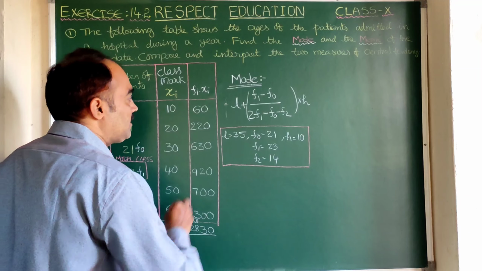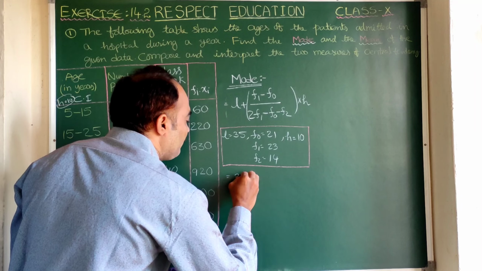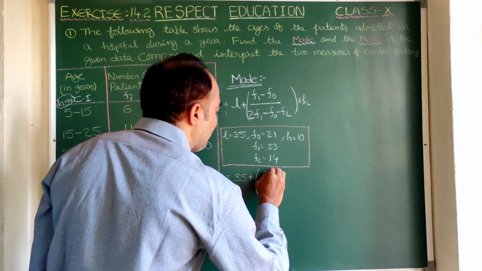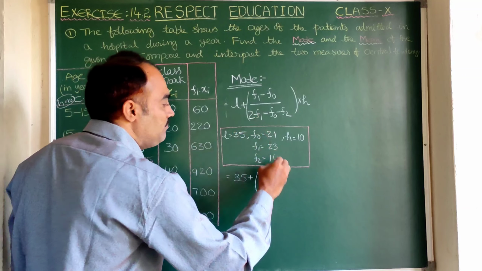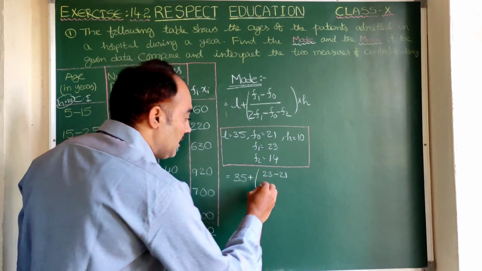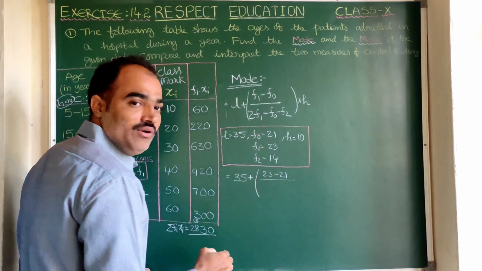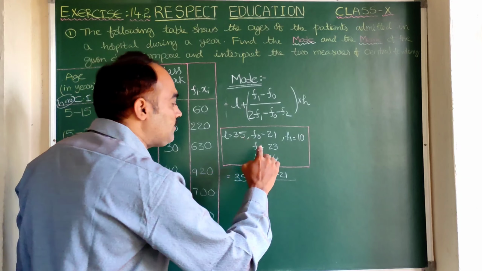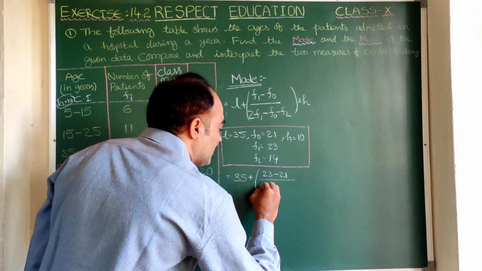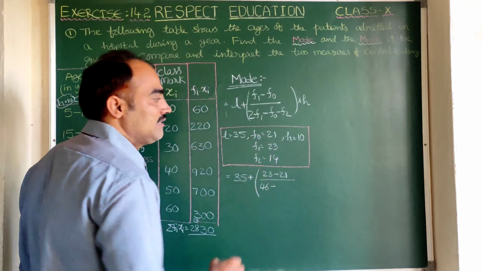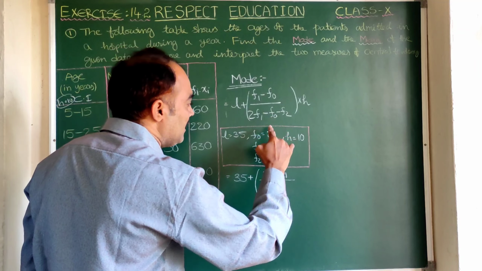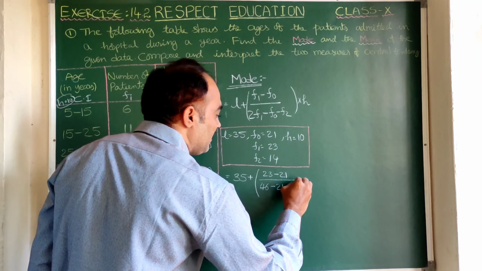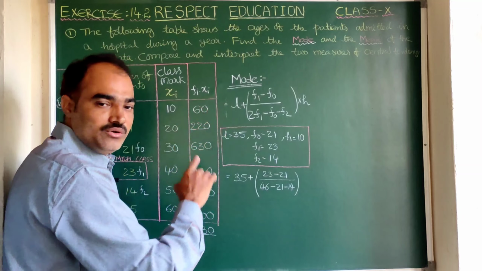Okay. Now tell me here first: L is 35, plus F1 minus F0 over 2 times F1 minus F0 minus F2. F1 is 23, so 2 times 23. Is it clear? 2 times 23 is 46, minus F0, that is 21, minus F2. F2 is 14.